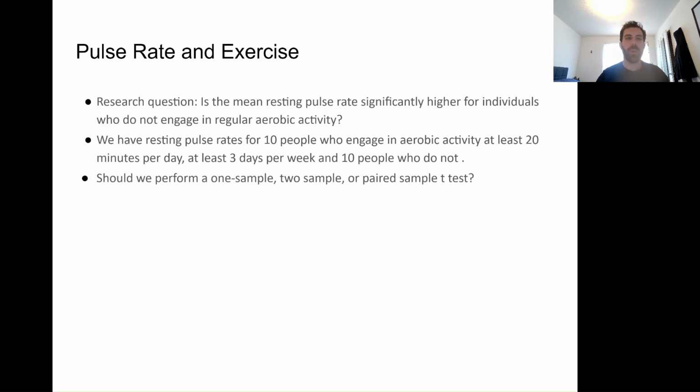So in this example, we're looking at the relationship between pulse rate and exercise. Specifically, we want to test if people who exercise regularly have a lower pulse rate than people who don't. You could look at the definitions of how regular exercise is defined, listed in the second bullet. The first thing I want you to think about, besides how the hypothesis is defined, is whether this falls into a one sample, two sample, or paired sample t-test.